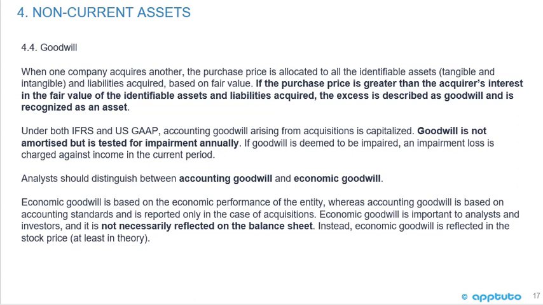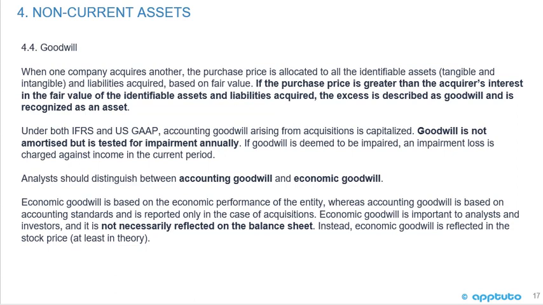Under both IFRS and US GAAP, accounting goodwill arising from acquisitions is capitalized. Goodwill is not amortized, but is tested for impairment annually. If goodwill is deemed to be impaired, an impairment loss is charged against income in the current period.